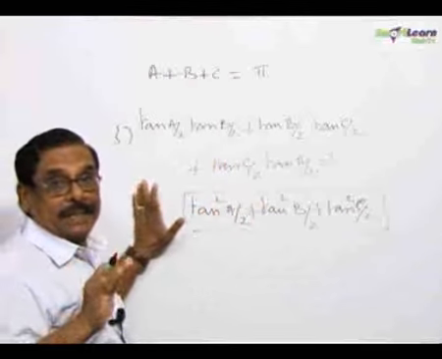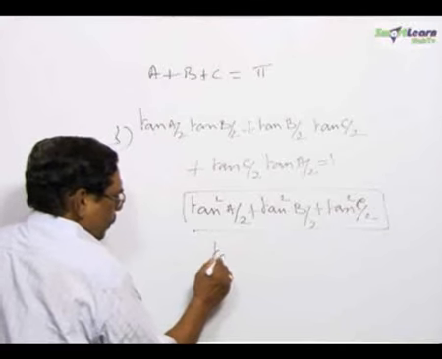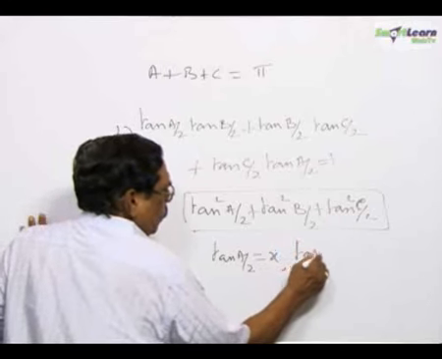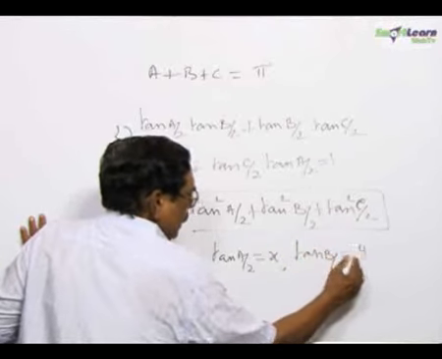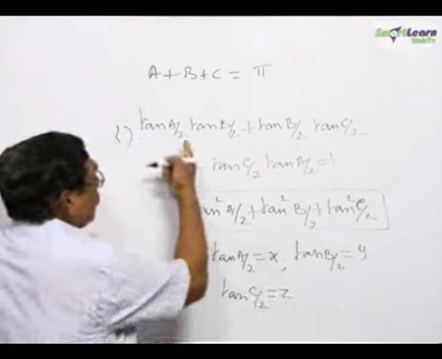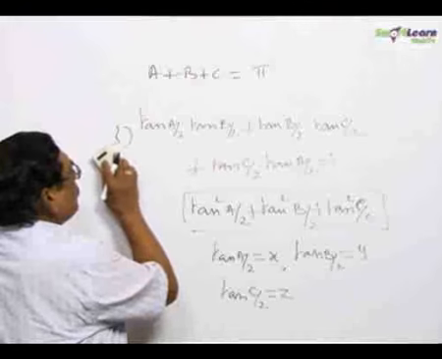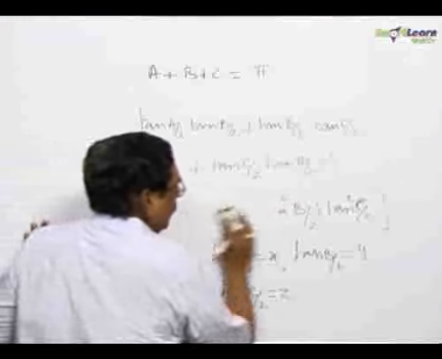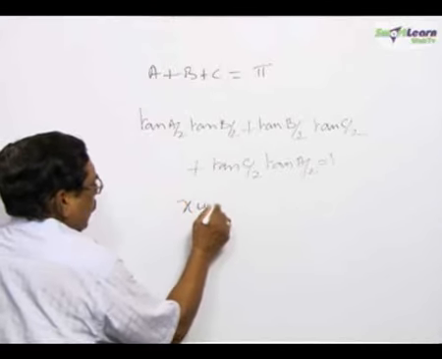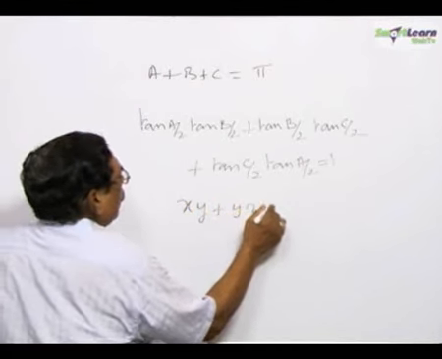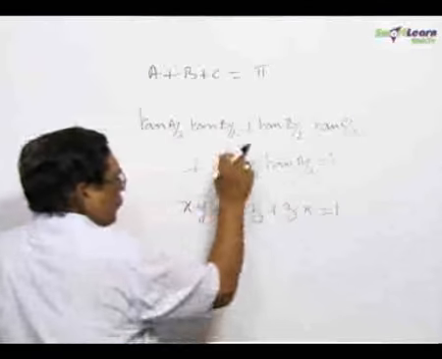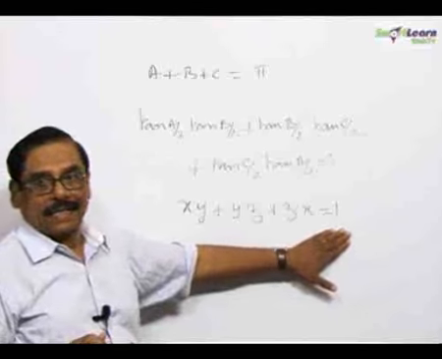Suppose for the sake of simplicity, I call tan A by 2 equal to x, tan B by 2 equal to y, and tan C by 2 equal to z. Then that expression, which I called the third concept, will become xy plus yz plus zx equal to 1. For the sake of simplicity, I have marked it like that.